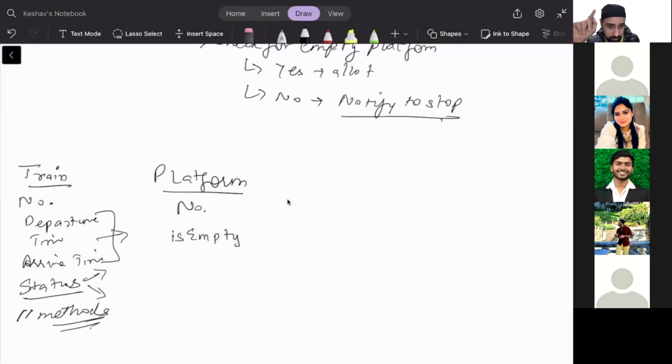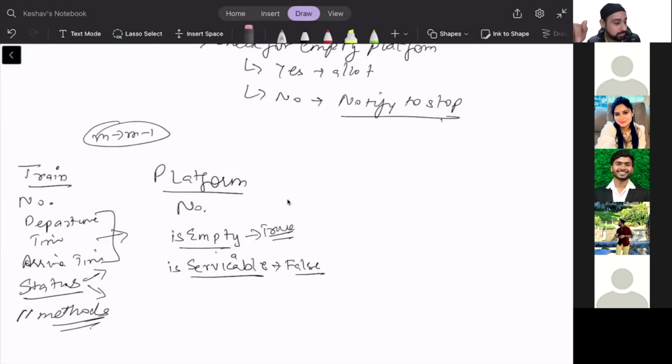Maybe is it serviceable or not? I mean, is it available? Yeah, is it serviceable or not? But that is available, isn't it? No, serviceable: if it becomes false, it can still be empty true, yet you cannot allocate a train to this particular platform. That means this is not in service, so your platform count reduces to m-1. I was referring to availability as serviceable, whether that platform is in service or not, and then whether it's empty or not. Cool, I think these three properties would suffice for the platform.